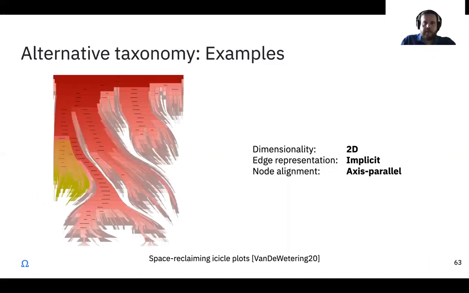Okay. And so if we use the alternative taxonomy, we can, for example, if you have plots such as the space reclaiming Icicle plots, which is recent work, then we see that this is two-dimensional. It has implicit edge representation, so edges are not drawn explicitly. We see that they are implicitly drawn by the successive levels. So basically, all the nodes in a certain layer are connected one level above and to the respective nodes below. And the node alignment is axis parallel, because this is a perpendicular or rectangular arrangement.